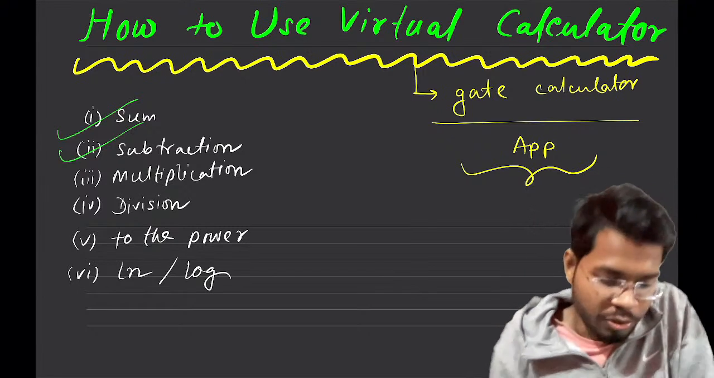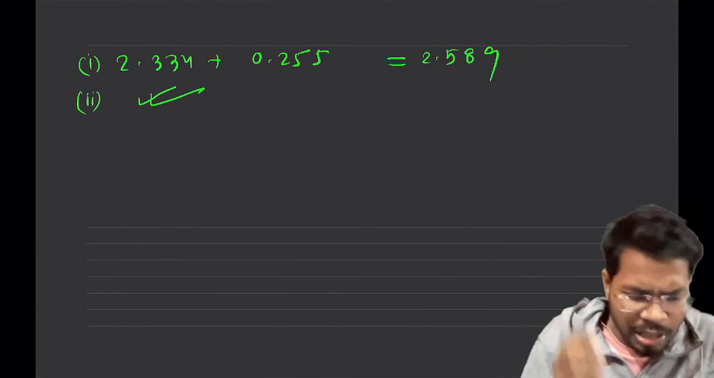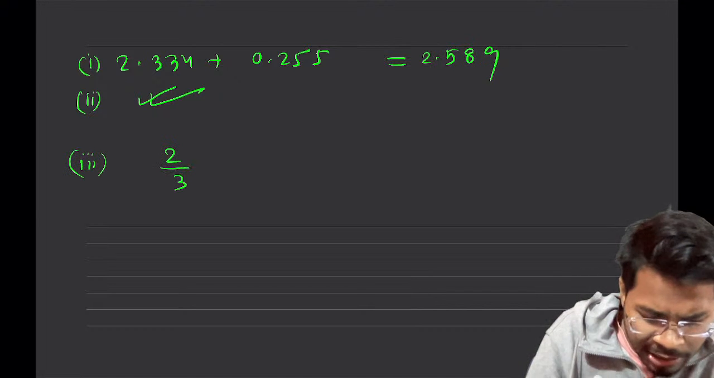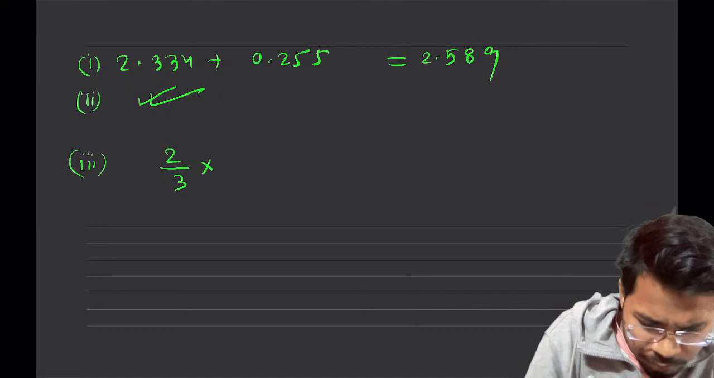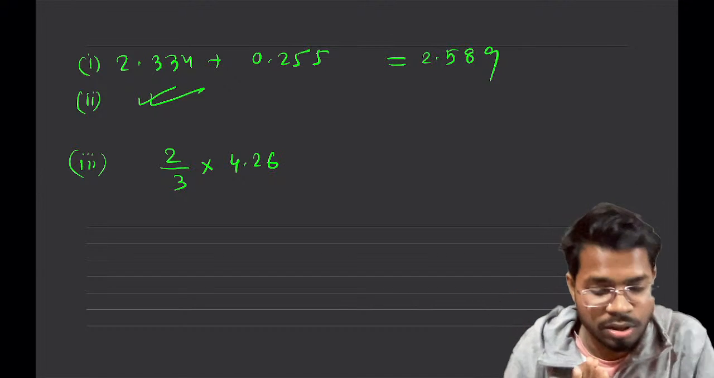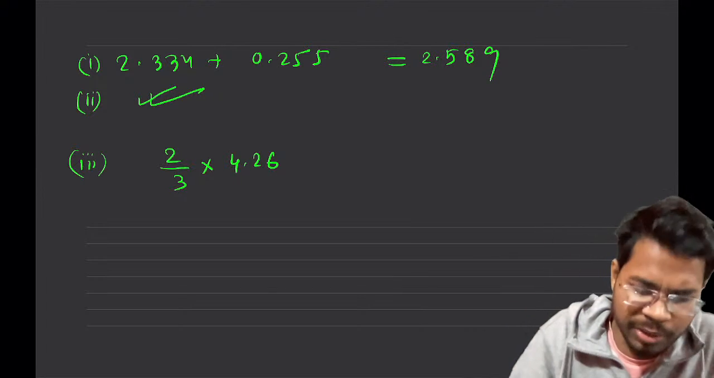So now let me show you multiplication. I am taking one very simple example. First of all, suppose I am taking 2 by 3 multiplied by 4.26. Suppose I have to do this kind of multiplication. I know that you are smart, but some of you might do this kind of thing.